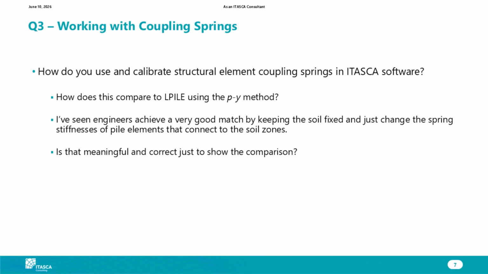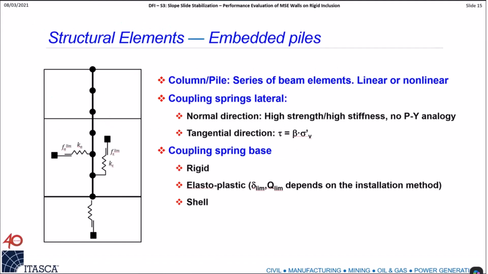What are these coupling springs? When you set up a pile, or for example, a liner, there is the need to give properties to this: Kn, Ks. Let's talk about the pile, and let me bring up an example here so that everybody has in mind. Okay, this is just a cartoon about what we're talking about.